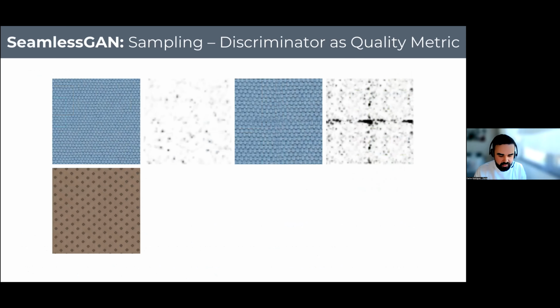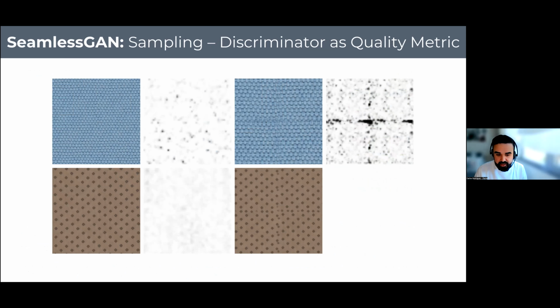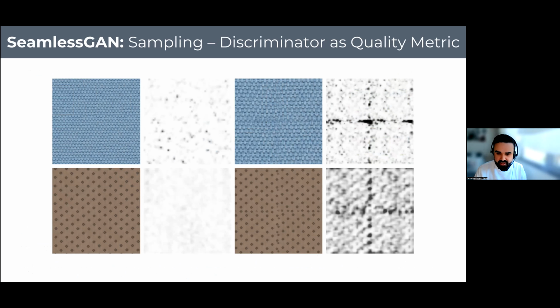Just to give you another example of this, on the row below, you can see a SeamlessGAN output, and the discriminator provides high quality. It doesn't really find any artifacts. For this one, it finds artifacts in the middle because there are some, and you can see that the discriminator provides a black output in the places where those artifacts are present.